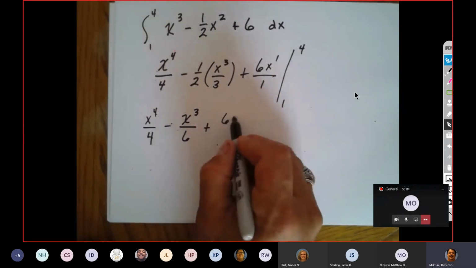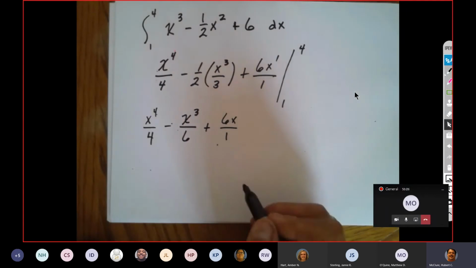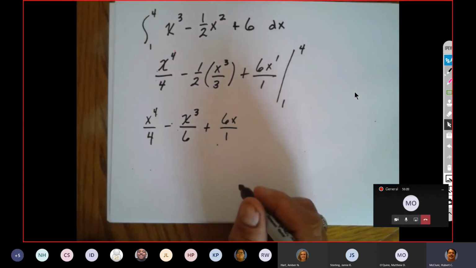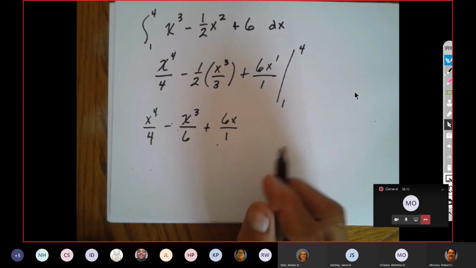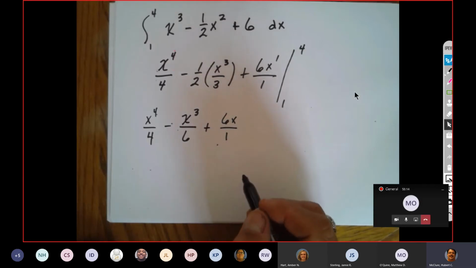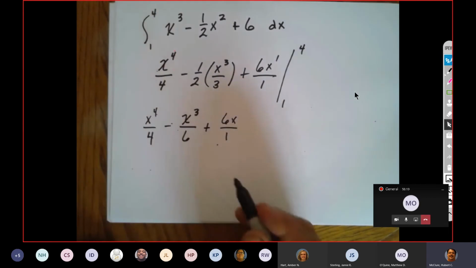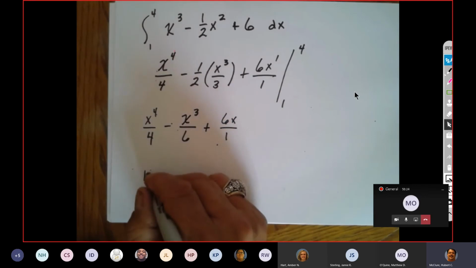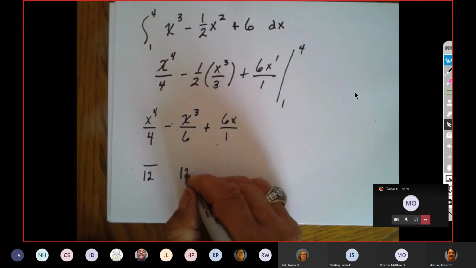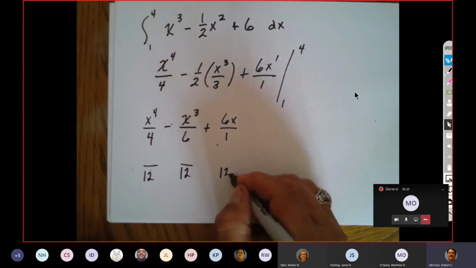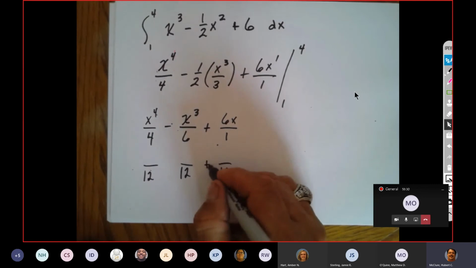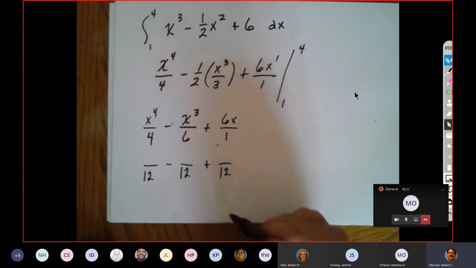So x to the 4th over 4 minus x to the 3rd over 6 plus 6x over 1. Now, a lot of people say at this point, well, shouldn't you go ahead and get a common denominator? I would, but that's just me. I would do that first, I mean, after you simplified. So I'm going to get a 12 as a common denominator. I think 12 is the least common, but somebody check me.